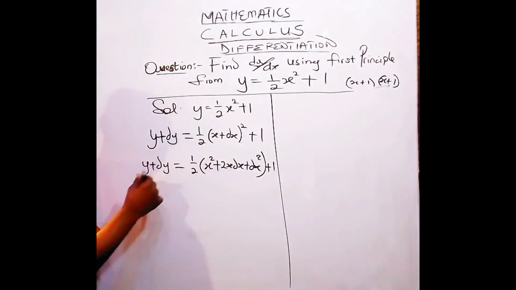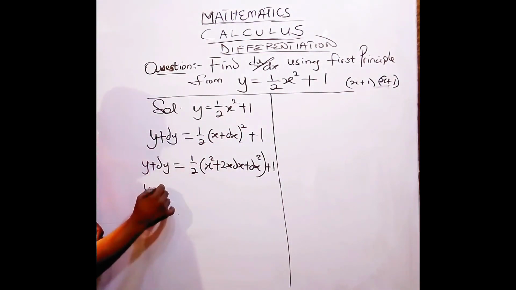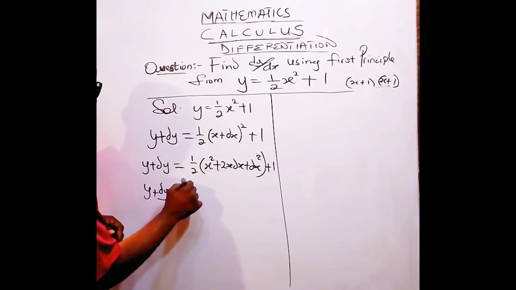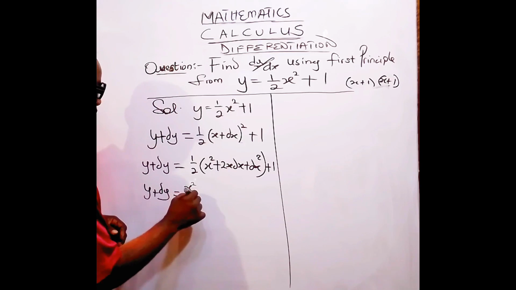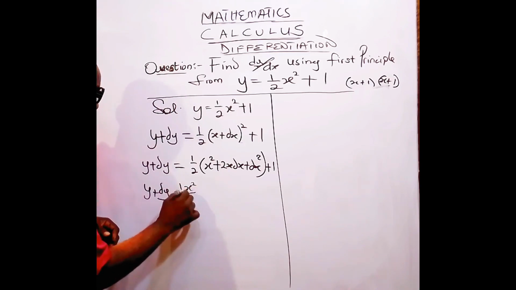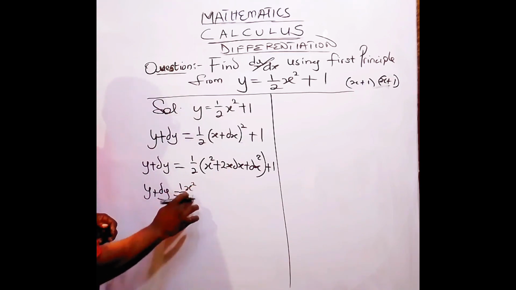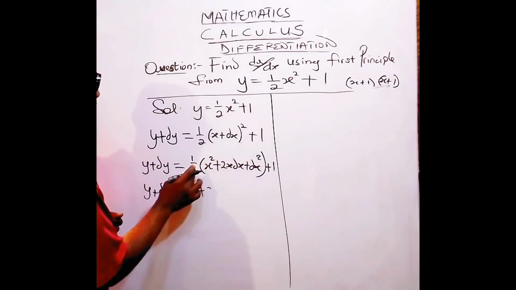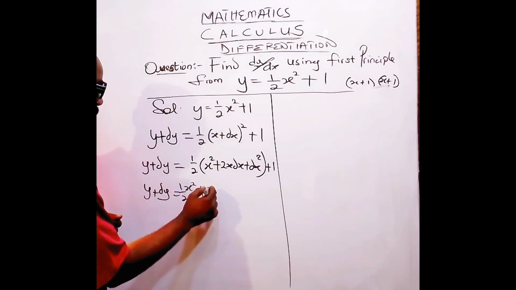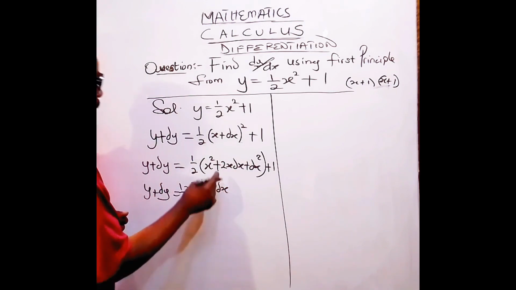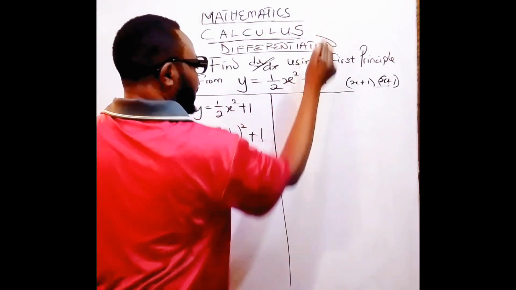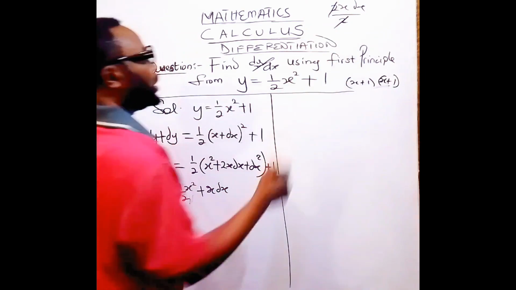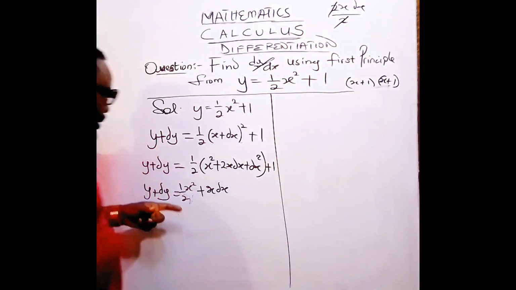Now, I'm going to have y plus change in y equal to half times x squared. That will be x squared over 2. Or, let me say half x squared. I have it to be half x squared plus 2x dx multiplied by 1 over 2. That will be what? x dx. Because when you say 2x dx, that is 2x dx over 2. These two cancel each other out, then multiply by 1 over 2.